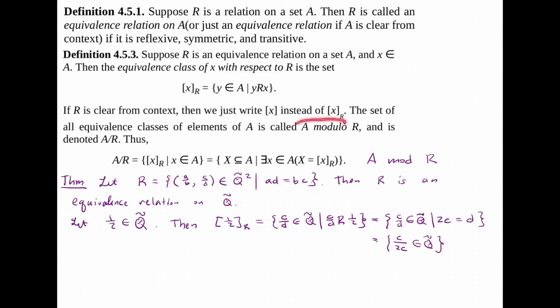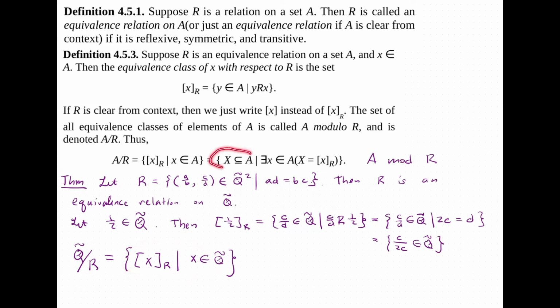So that's defining the equivalence relation. Now let's look at this A modulo R. In this case, we're looking at Q tilde modulo the equivalence relation, and this is the set of all C over D in R, where C over D is in Q tilde. Now I keep writing C over D, but we don't have to. We can simply write the equivalence class of x, where x is in Q tilde, and by x being in Q tilde, it is going to be equal to some C over D. And so that's our definition.